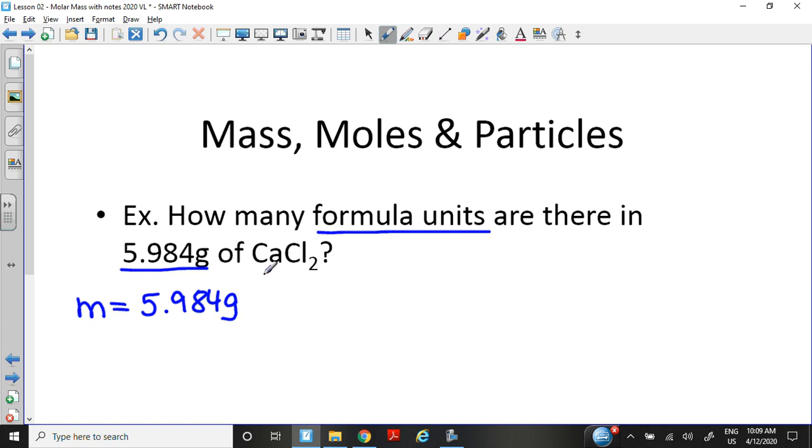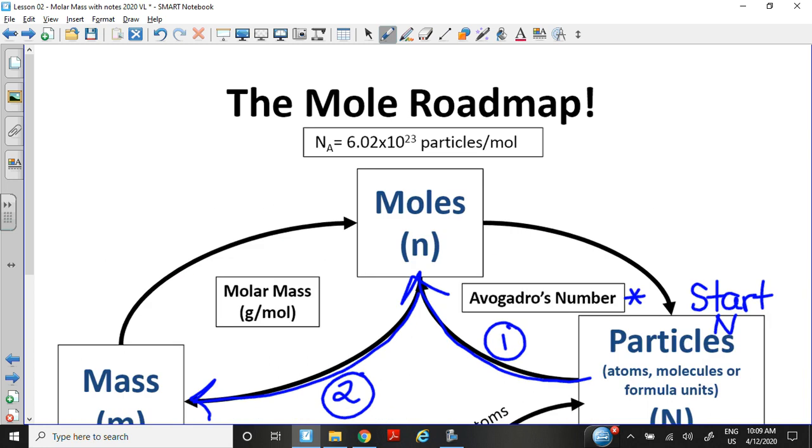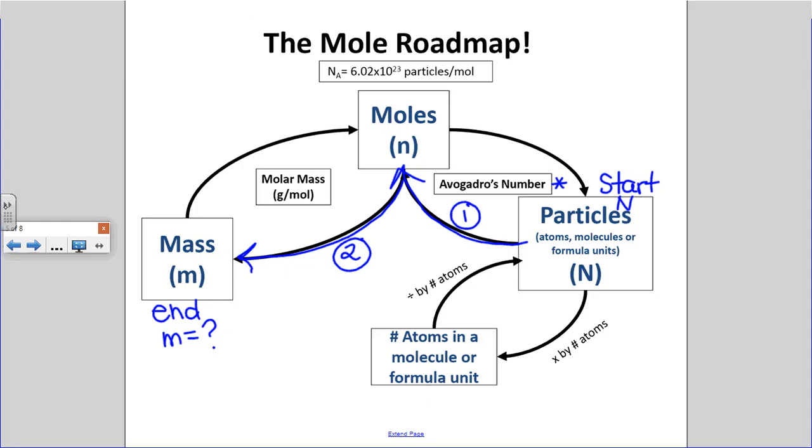Remember, formula units are a unit that we use sometimes with ionic compounds, but that just means a number of particles. That's what we're trying to solve for here. So let's flip back to our mole roadmap for a minute. Back a couple slides. In the question that we're working on now, this one in the blue was what we were working with for the first example. This time we're starting off with a mass. We were given that mass of 5.984 grams.